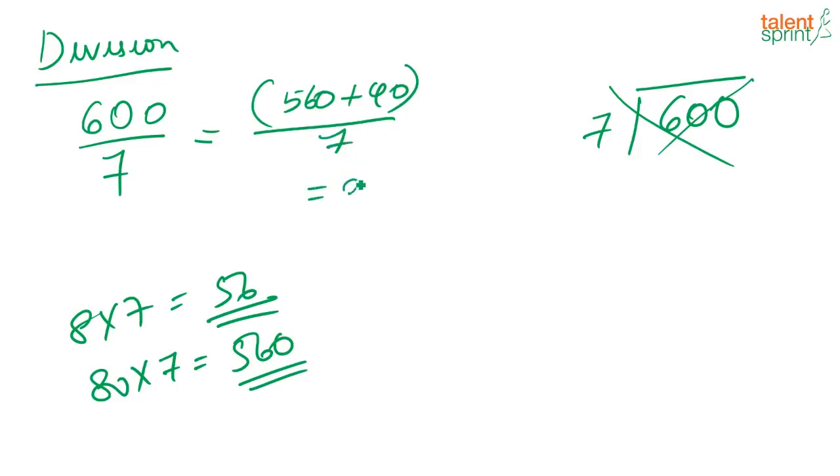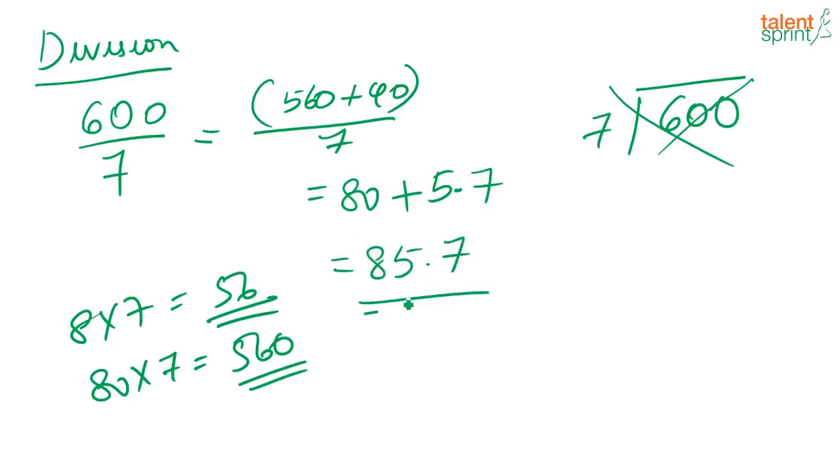What is 560 by 7? You know that is 80. 80 plus 40 by 7. So you just have to do what is 40 divided by 7. That will be 7 5s are 35. So it will be 5.7. Correct? Approximately. So the required answer is 85.7. Okay, if you do it further, you will get 7.1, if at all it is required.